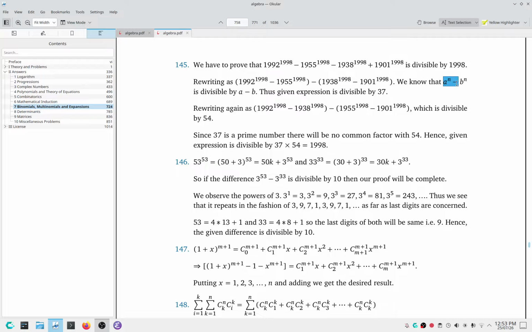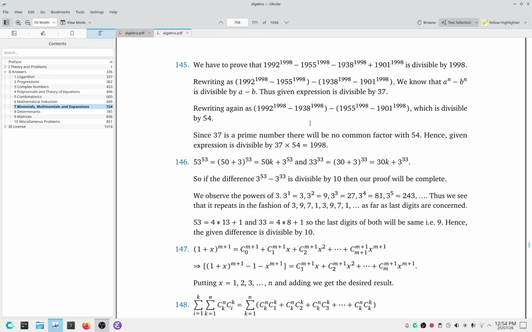Now we know that a^n minus b^n is divisible by a minus b. Thus the given expression is divisible by 37, because the difference between the bases over here is 37, and the difference between the bases over here is 37. Now we rewrite this again as 1992 minus 1931 and 1955 minus 1901, which is divisible by 54. Now 37 is a prime number, so there will be no common factor with 54. Hence the given expression is divisible by 37 times 54, which is equal to 1998.